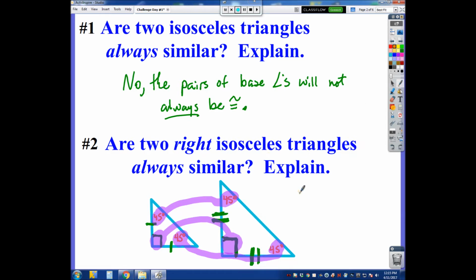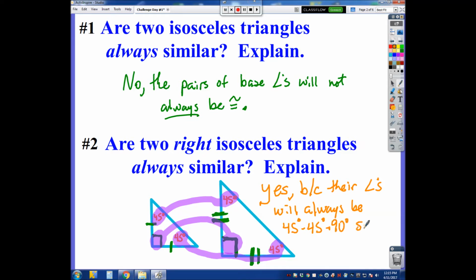Will two right isosceles triangles always be similar? Yes. Why? Because their angles will always be 45, 45, 90 degrees. So angle-angle similarity exists. So there is a little difference if you tweak that isosceles triangle to be a right isosceles. Now all of a sudden we know all of the angles, and we can see that all of those angles will be a match.